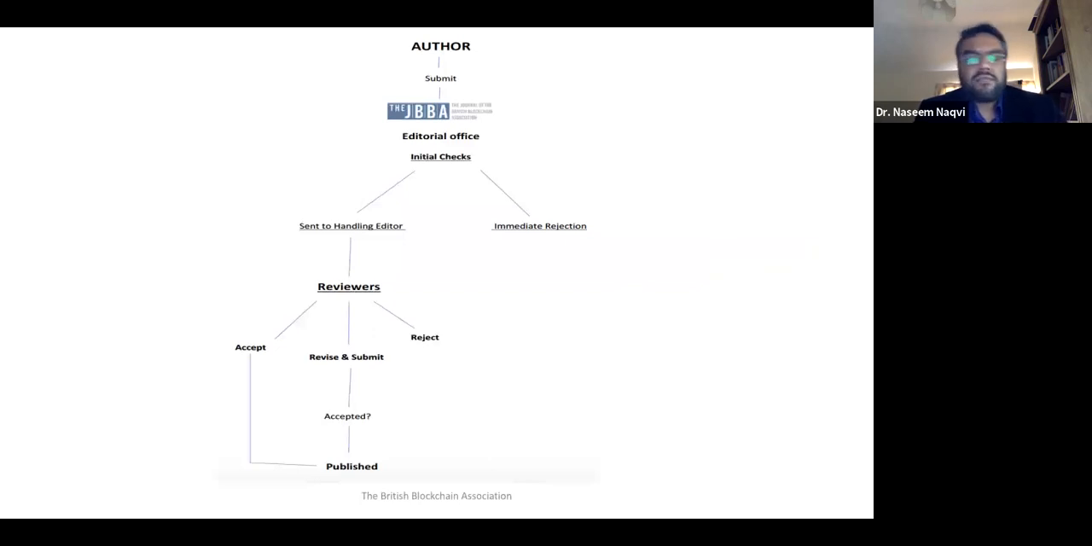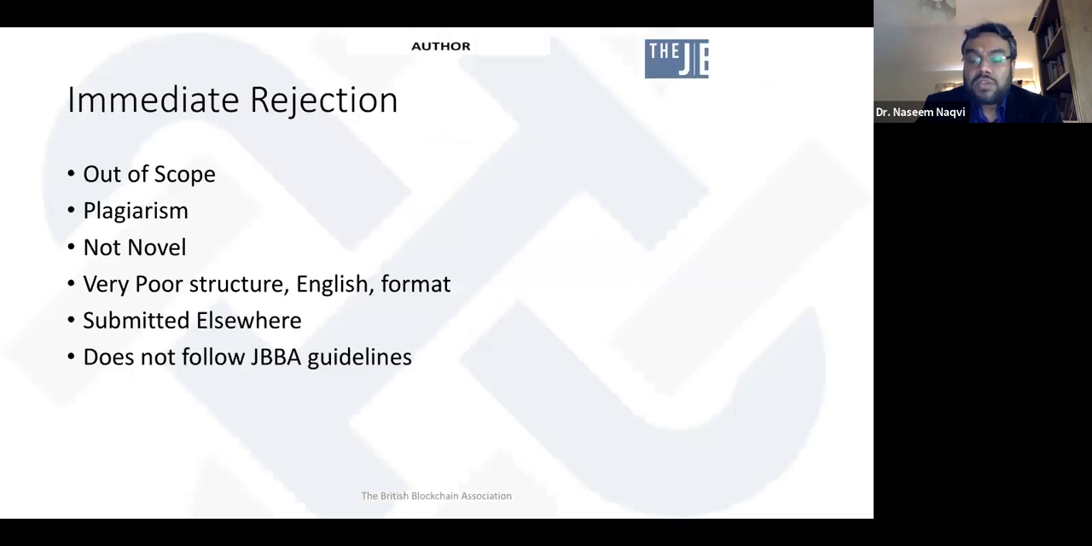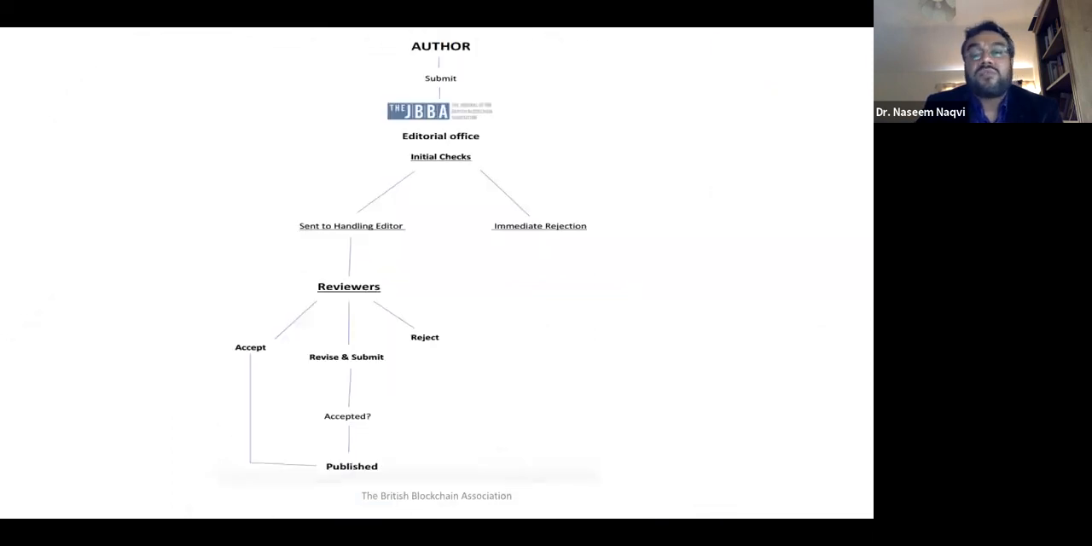For the JBBA, we have a big pool of reviewers, and the handling editor invites reviewers who are from that specialty, making sure that those reviewers are from an area where they have the necessary expertise to review the paper. And once your paper has been reviewed, there are three possibilities. Your paper is accepted, or it's rejected, or the reviewers have advised a revision and then resubmission.